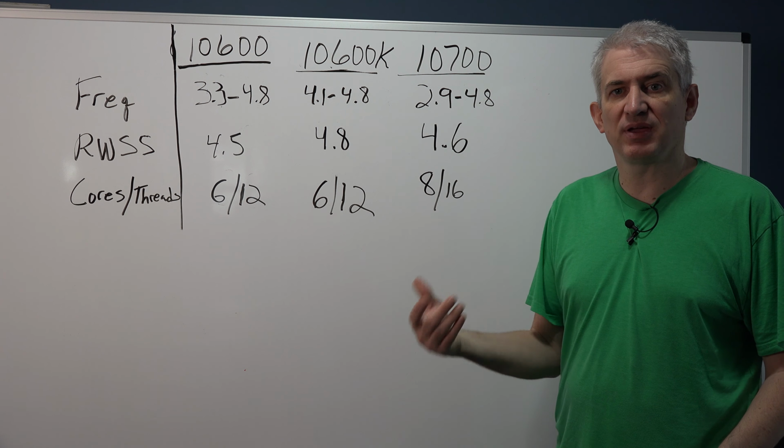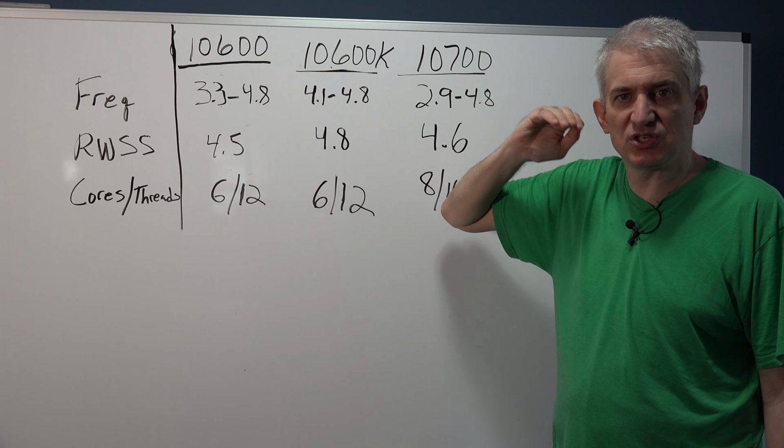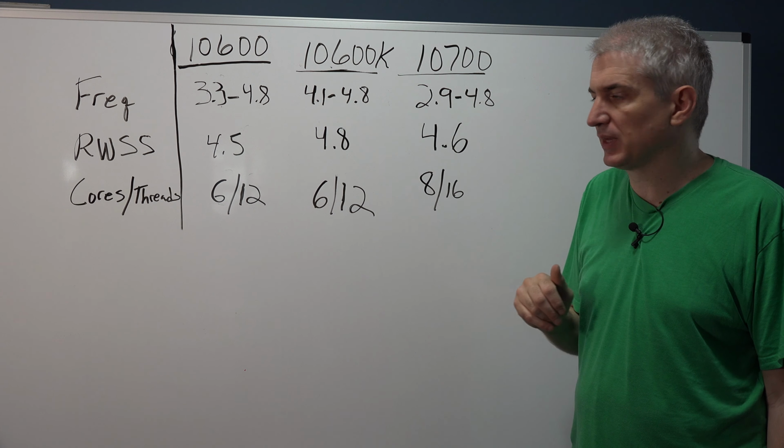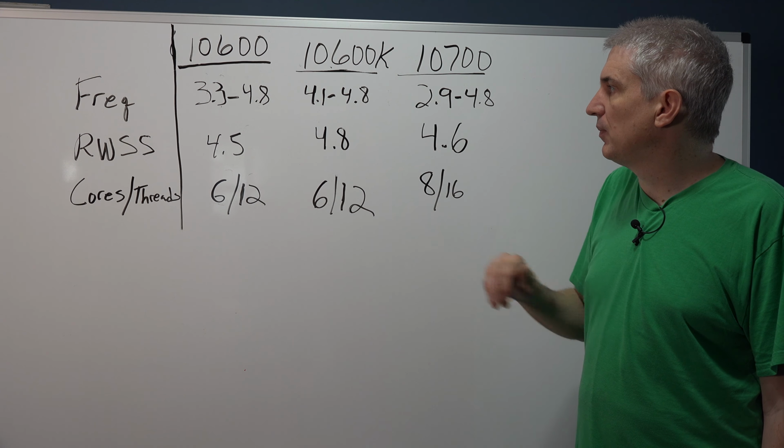Now let's talk about frequency. Intel gives these frequency ranges here. So this is known as the base frequency. On this chip it's 3.3, and the max turbo frequency is 4.8, the highest the chip will turbo boost to. Here we got 4.1 to 4.8 on the K version, and 2.9 to 4.8 on the 10700. Now let's dive into that whole turbo boost thing a little bit more.